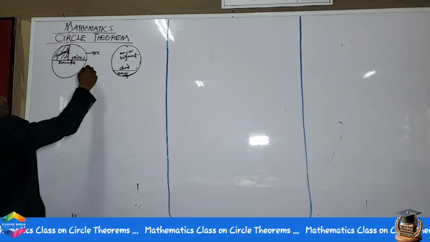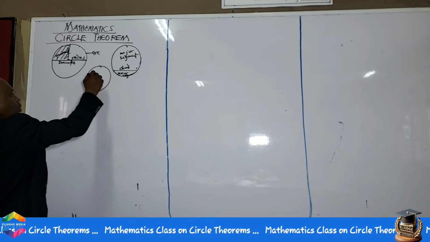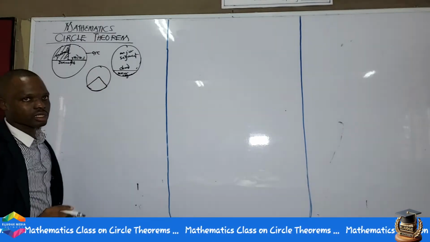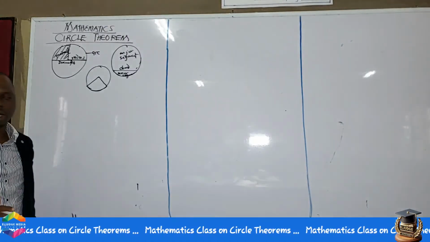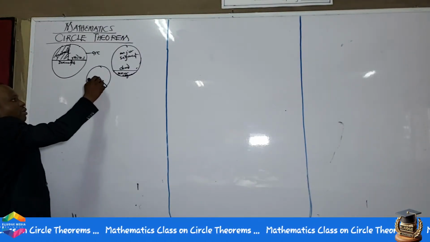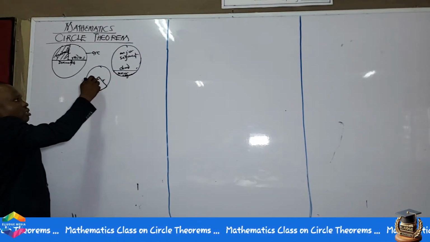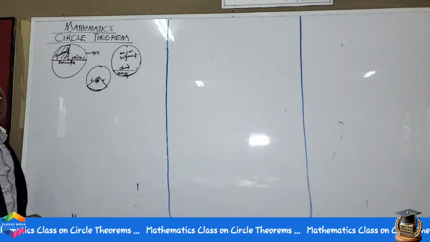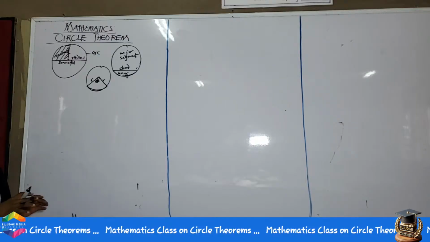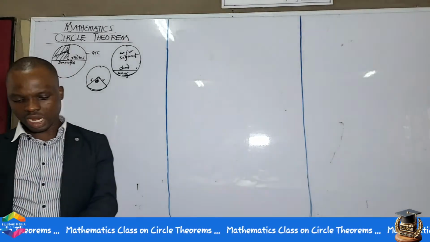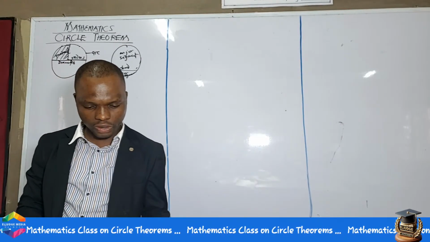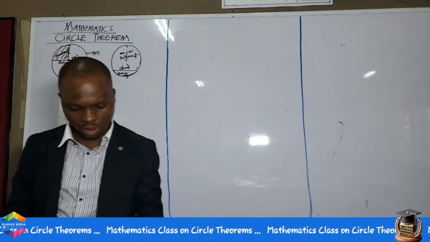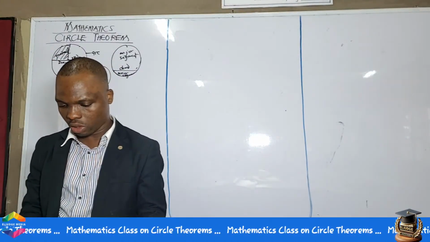Then we also have another one which we call the sector. The sector is a region bounded by an arc and two radii. You have a radius there, another radius there. So it subtends an angle of theta at the center of the circle. If we have understood this, let's quickly go to the circle theorems and solve some examples on each of the theorems.